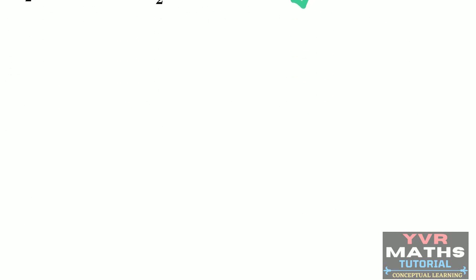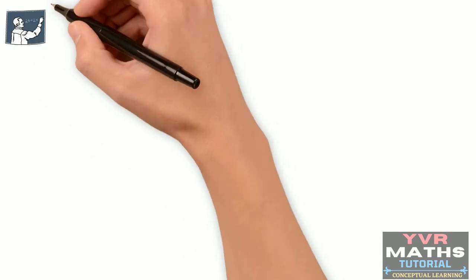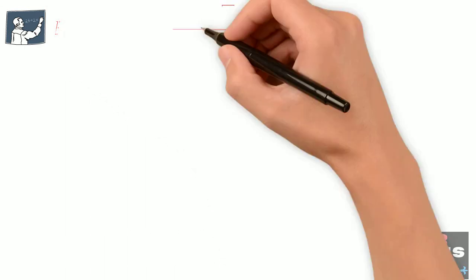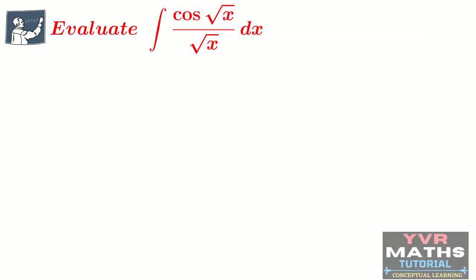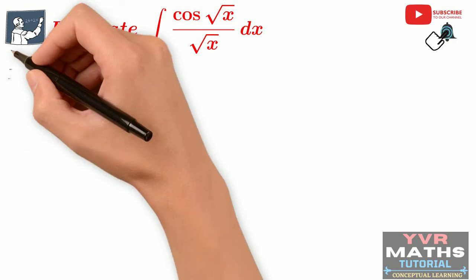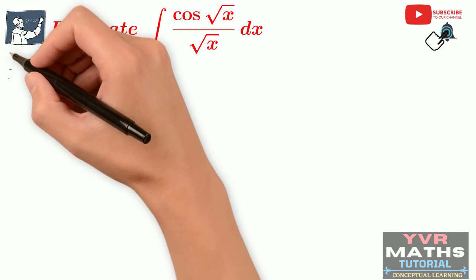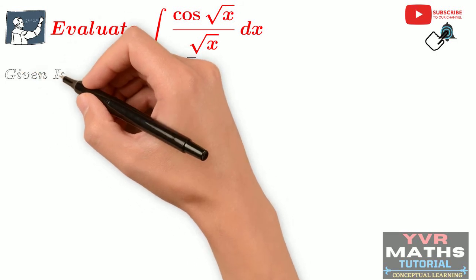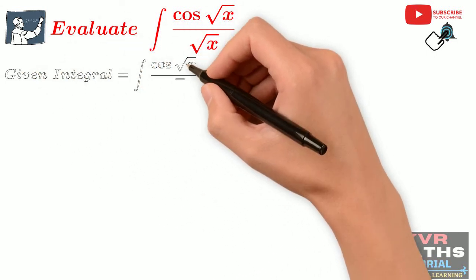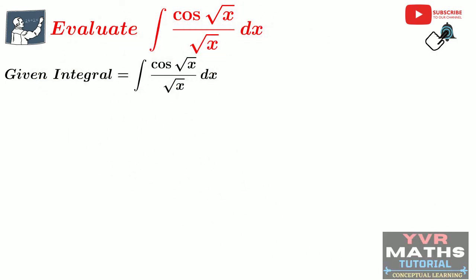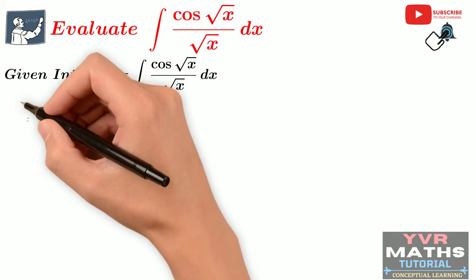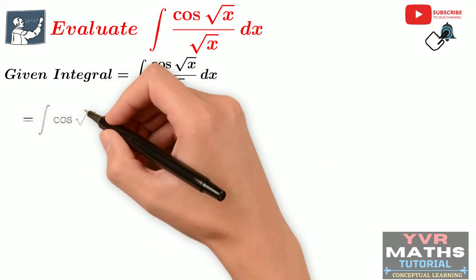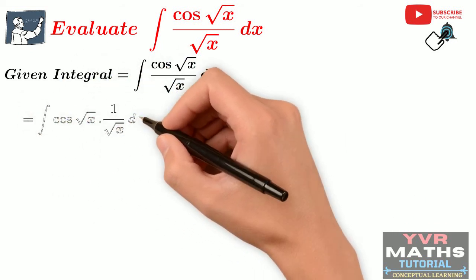Let us discuss one more problem. See here, evaluate integral cos of root x by root x dx. Let us discuss the solution of this one. Given integral is equal to integral cos of root x by root x dx. Now the given integrand can be written as cos of root x into 1 by root x. So the next step is integral cos of root x into 1 by root x dx.